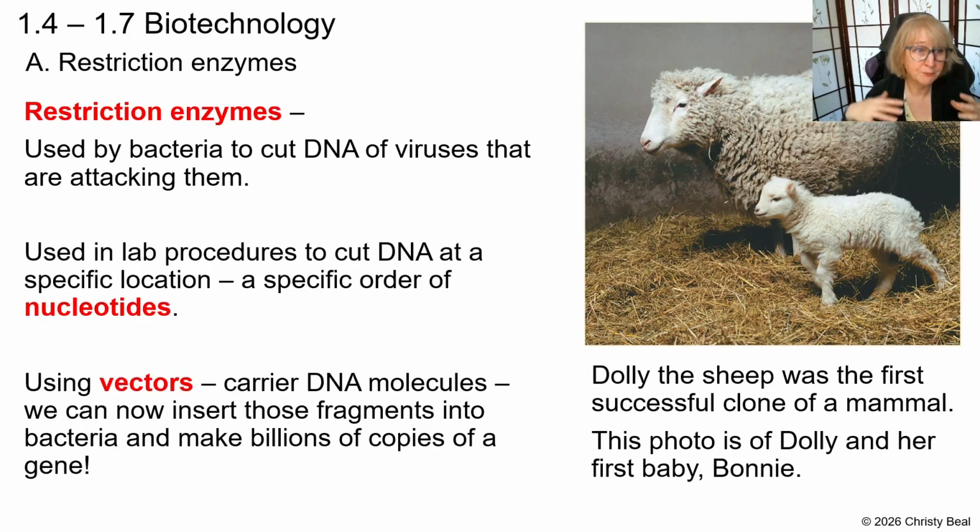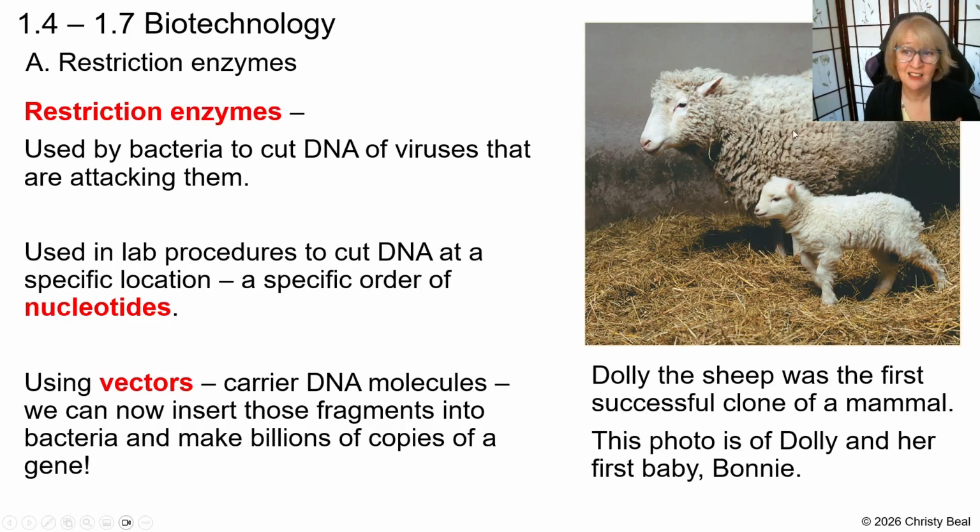This restriction enzyme technology today uses vectors, which carry those DNA molecules. We can insert them in a lab situation or in vivo into a living egg and make copies of things. This is how Dolly the sheep was cloned, in, I think it was the late 1980s, early 1990s.